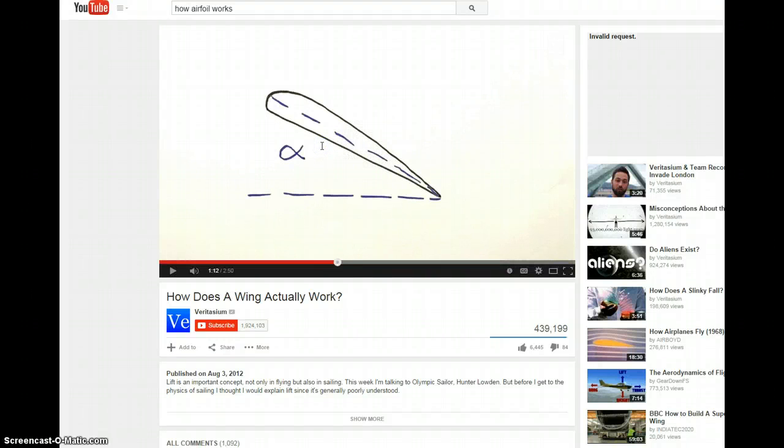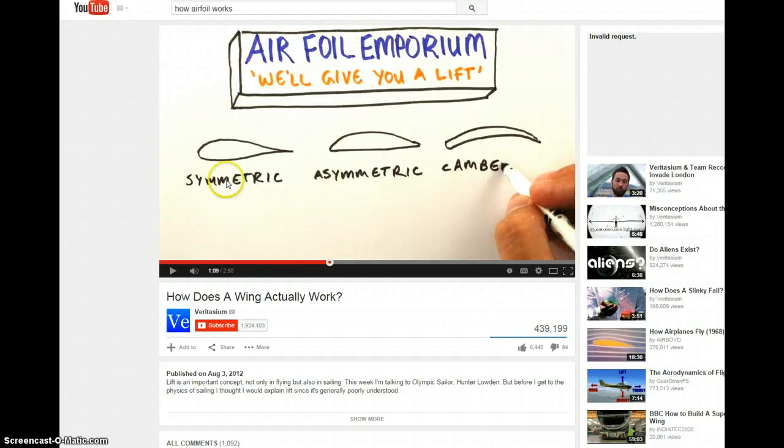Did you see all the different wing things? I did. All the different wing designs: symmetric, asymmetric, and cambered. Which one do you think will work the best? I think the symmetric way. I agree with that. You really? Yeah. Alright, we'll see.